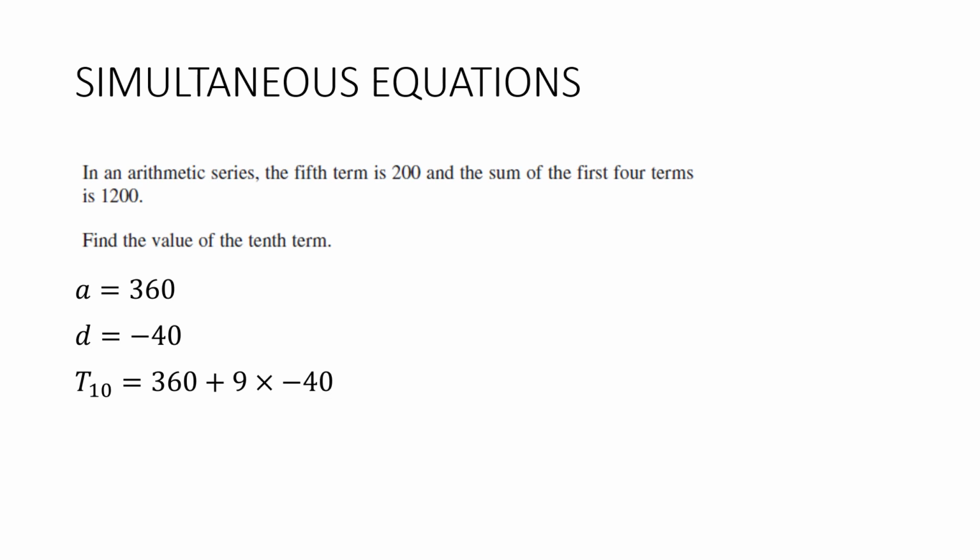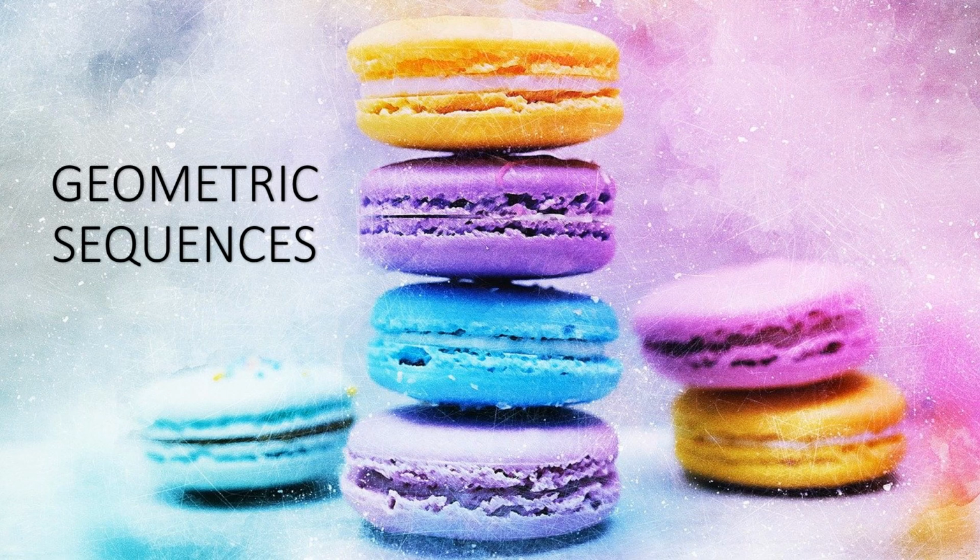So now let's substitute back into the nth term formula. So a plus n minus 1 d, so 360 plus n minus 1 times d, and our 10th term is actually 0. Okay, that's it for arithmetic sequences and series. In our next lesson, we're going to look at geometric sequences.